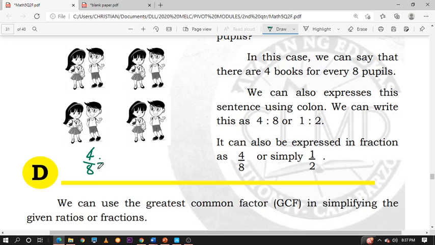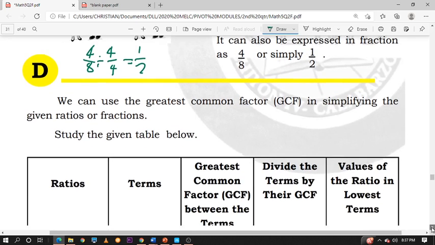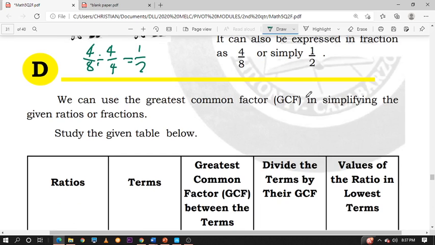So, pwede natin siyang i-divide sa GCF na 4. So, 4 divided by 4 is 1. 8 divided by 4 is 2. So, yan ang simpler form of 4 is to 8. So, 1 is to 2. So, we can use the greatest common factor or the GCF in simplifying the given ratios or fractions.